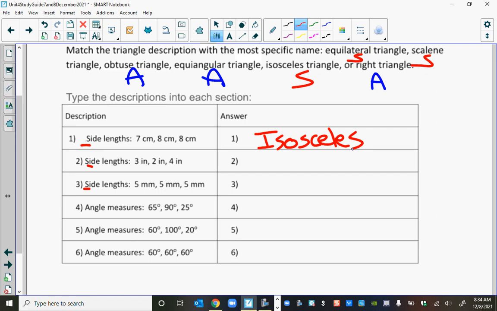All right, next one. All three are different. So if all three are different, that means we have what type of triangle? Scalene. Thank you, Joy. And last but not least, all three are the same. They have to be which one? Equilateral. Thank you, Noe.